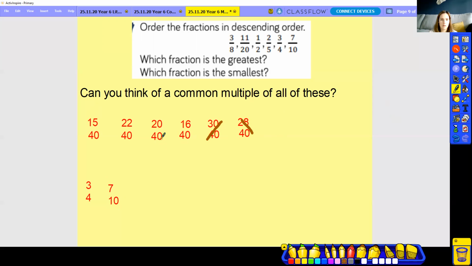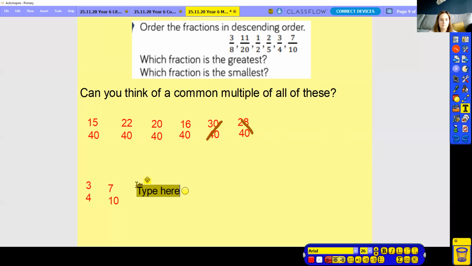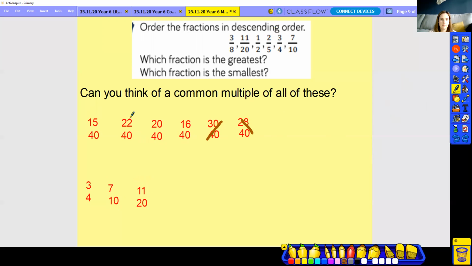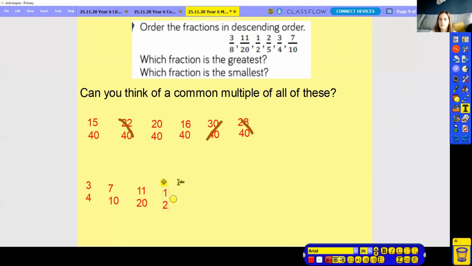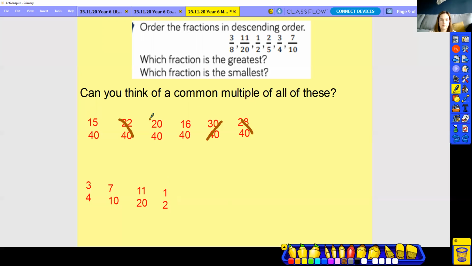My next one would be the 22/40, which was 11/20. So let's write 11/20. Good, and let's cross that one off. Okay, so next one we've got, this is 20/40, 16, 15. So it's going to be the 20/40, which was the half. A half. And then let's cross that one off. And then we've got 16/40 and 15/40. 16/40 is 2/5.